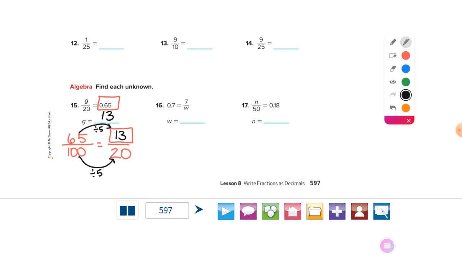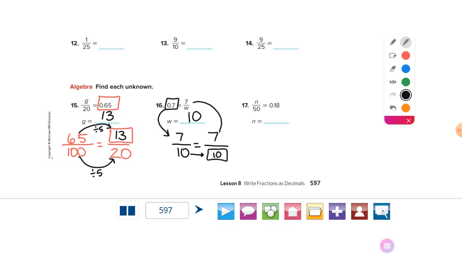So let's do number 16. Look at the decimal. How do I write that decimal as a fraction, Aiden? 0.7 as a fraction is what? 7/10. And this one is showing me 7 over what number? Why is this one an easy one, Hutley? Because it's already a 10. Yeah. How do we get from 10 to 10? Times 1. What's 10 times 1? 10. So this one was already where I needed to be, so I know my W is 10. That one just kind of pushes over.